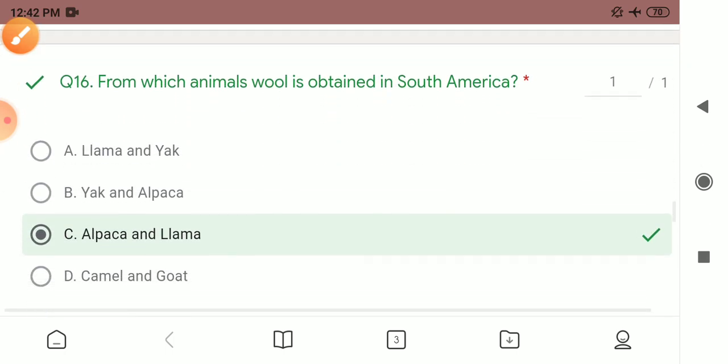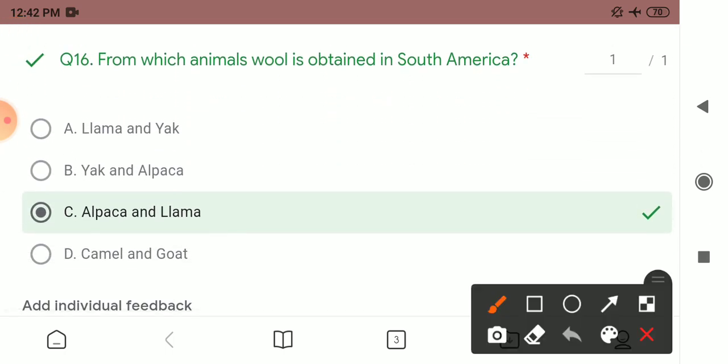Next, 16th number. From which animals is wool obtained in South America? The options are llama and yak, yak and alpaca, llama and alpaca, or camel and goat. So here your answer is option C, that is alpaca and llama. From these two animals, the people in South America are getting the wool. So your answer is option C, alpaca and llama.